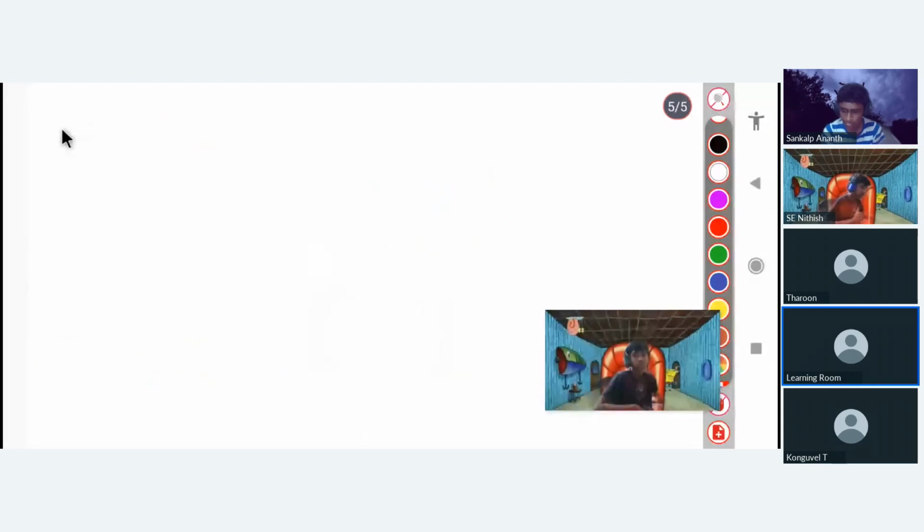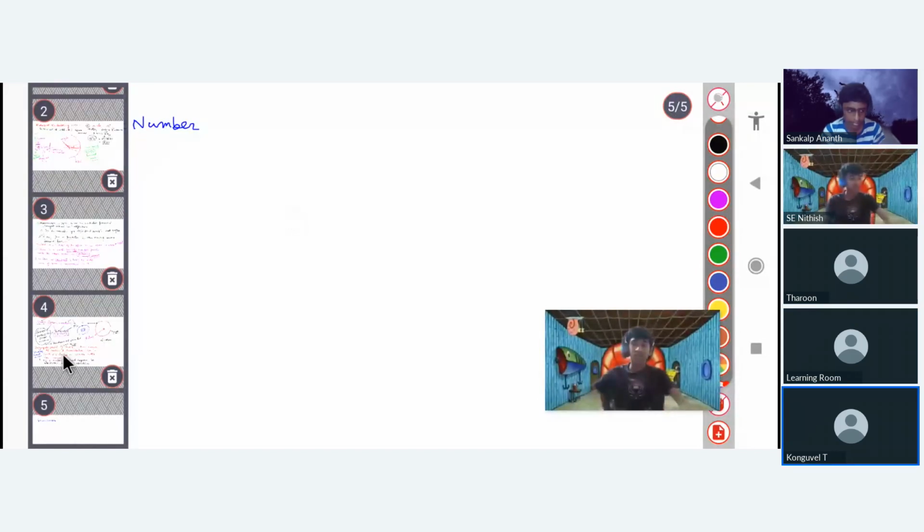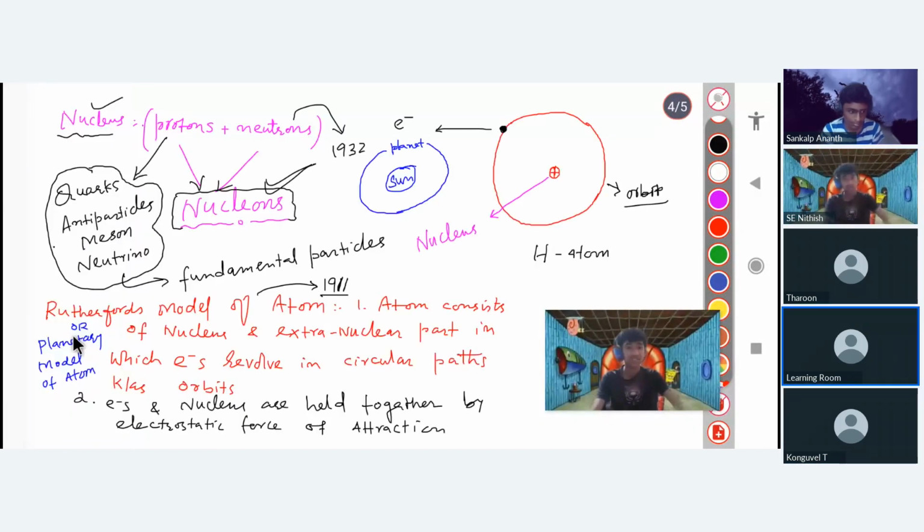Tell me what is atomic number? This is very important. Can you go to the previous slide for a second? I'll take a screenshot of the last part. It's the order in which the periodic table is written.